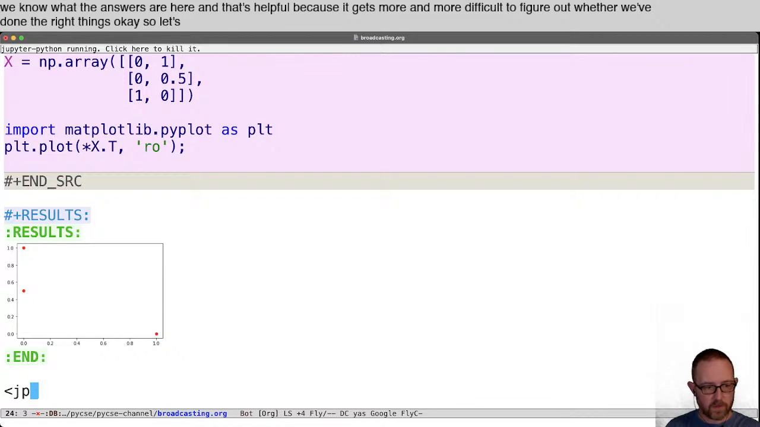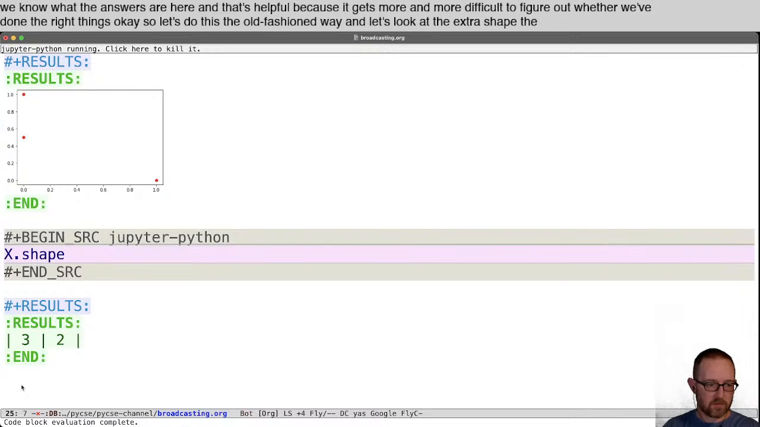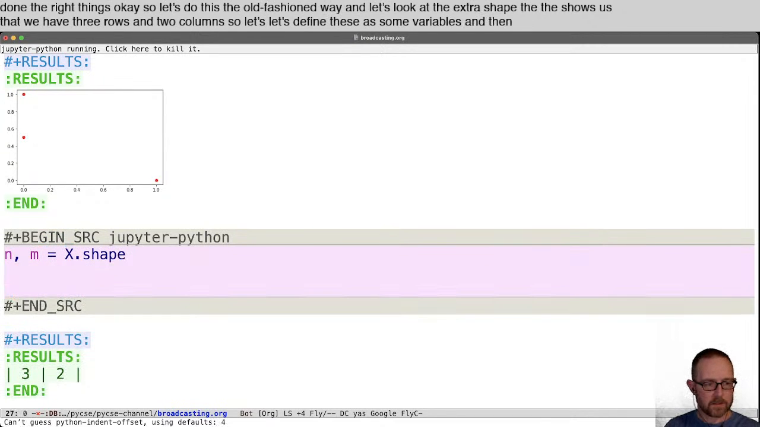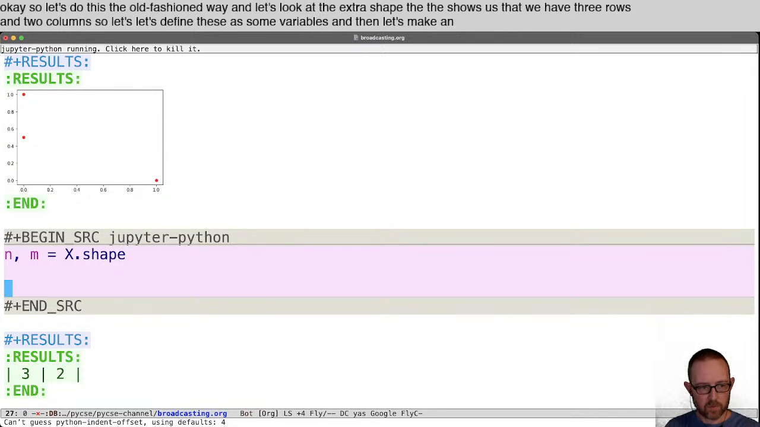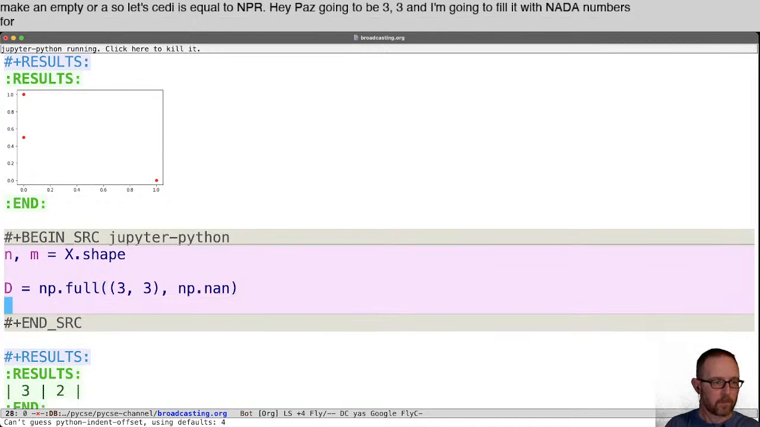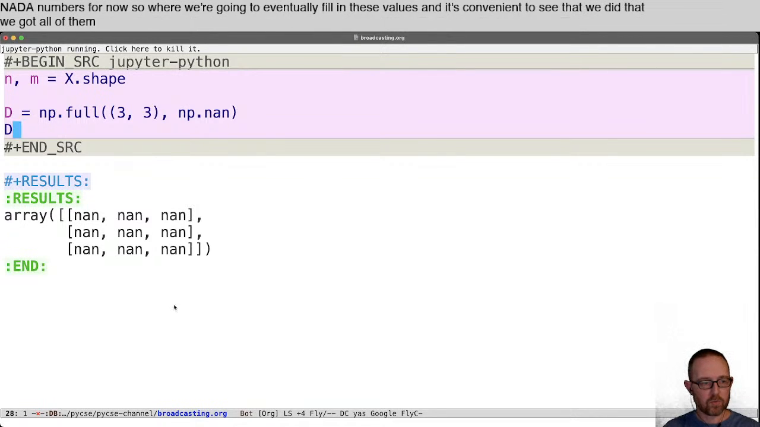Okay, so let's do this the old-fashioned way. Let's look at x.shape. This shows us that we have 3 rows and 2 columns. So let's define these as some variables. And then let's make an empty array. So let's say d is equal to np.full, and the shape is going to be 3, 3, and I'm going to fill it with not a numbers for now. So we're going to eventually fill in these values, and it's convenient to see that we got all of them as we go through our loops.